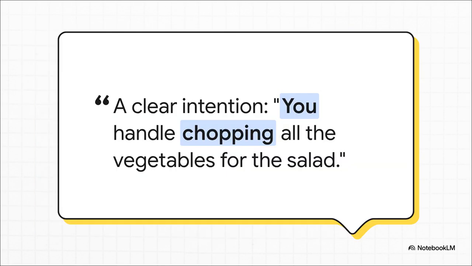Let's jump back to our kitchen example. Instead of telling your friend, pick up the knife, now chop the onion, you give them an action chain. You just say, hey, you're in charge of prepping all the veggies for the salad. See? You've given them a clear goal, but they have the freedom to figure out the details. It's a complete thought, a whole subtask.